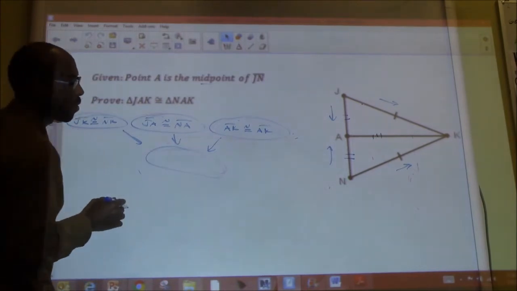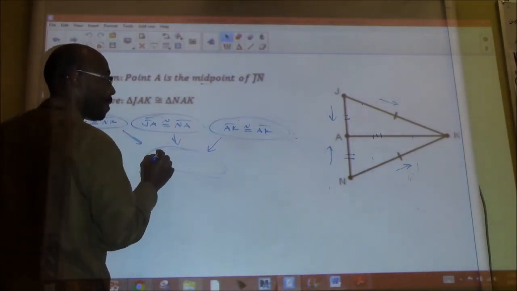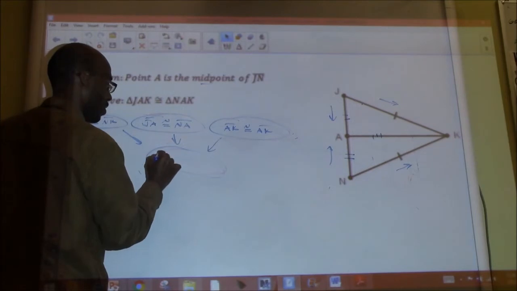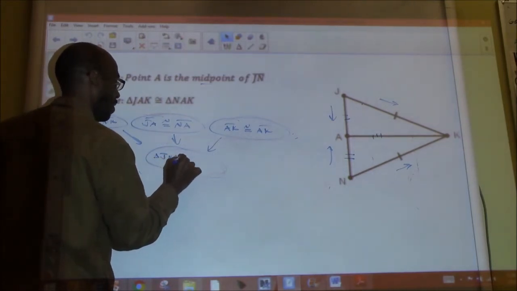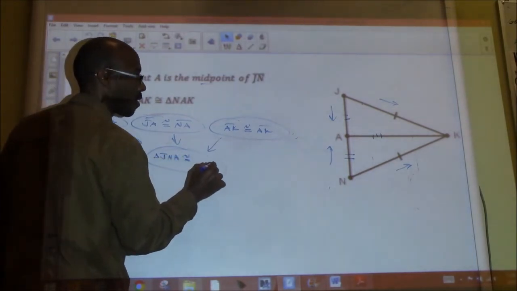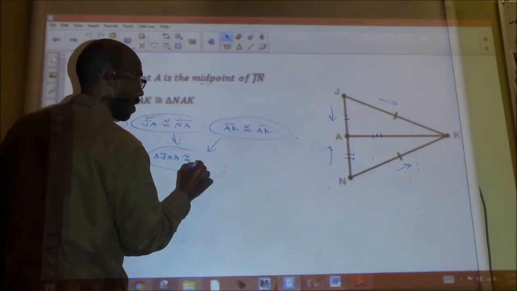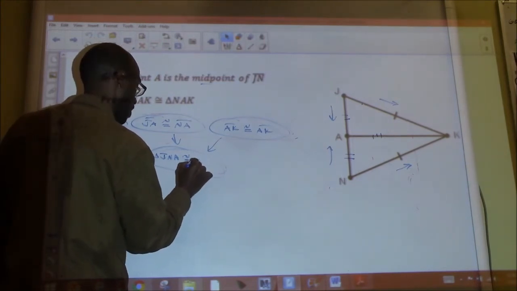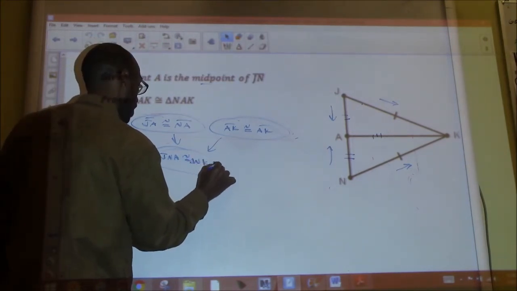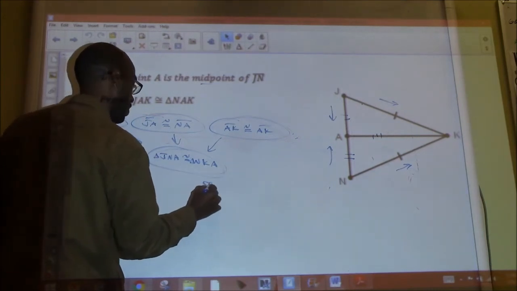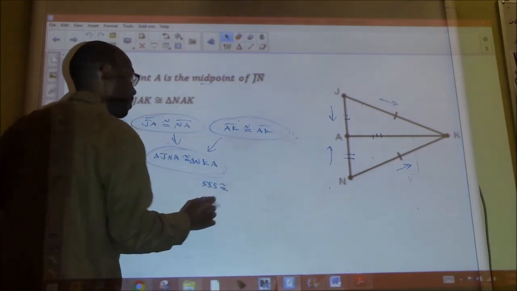Triangle, I'm going to go J and A. Triangle J and A congruent to, who's the partner? N, K, A, N. K, A. 3 sides match. Pause there, let's pause.